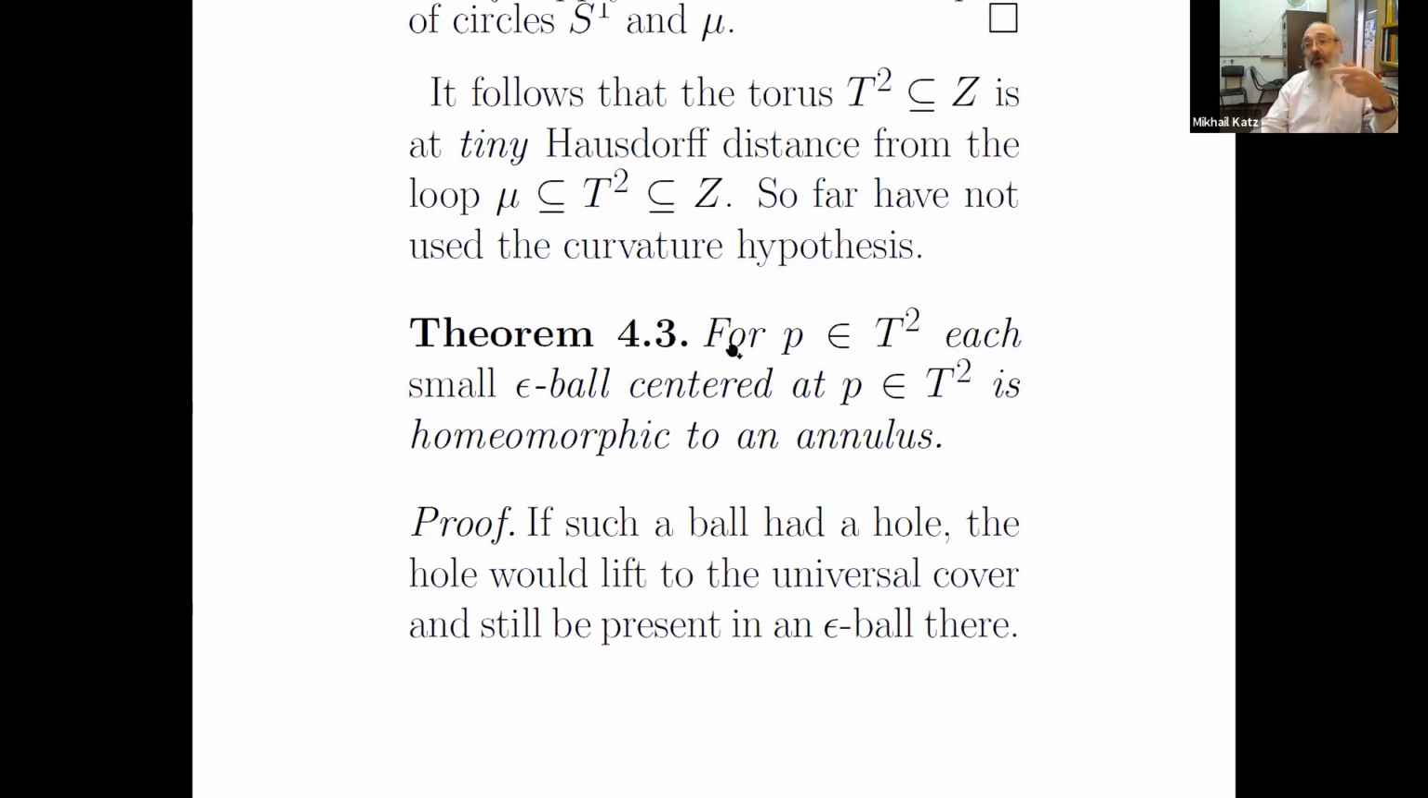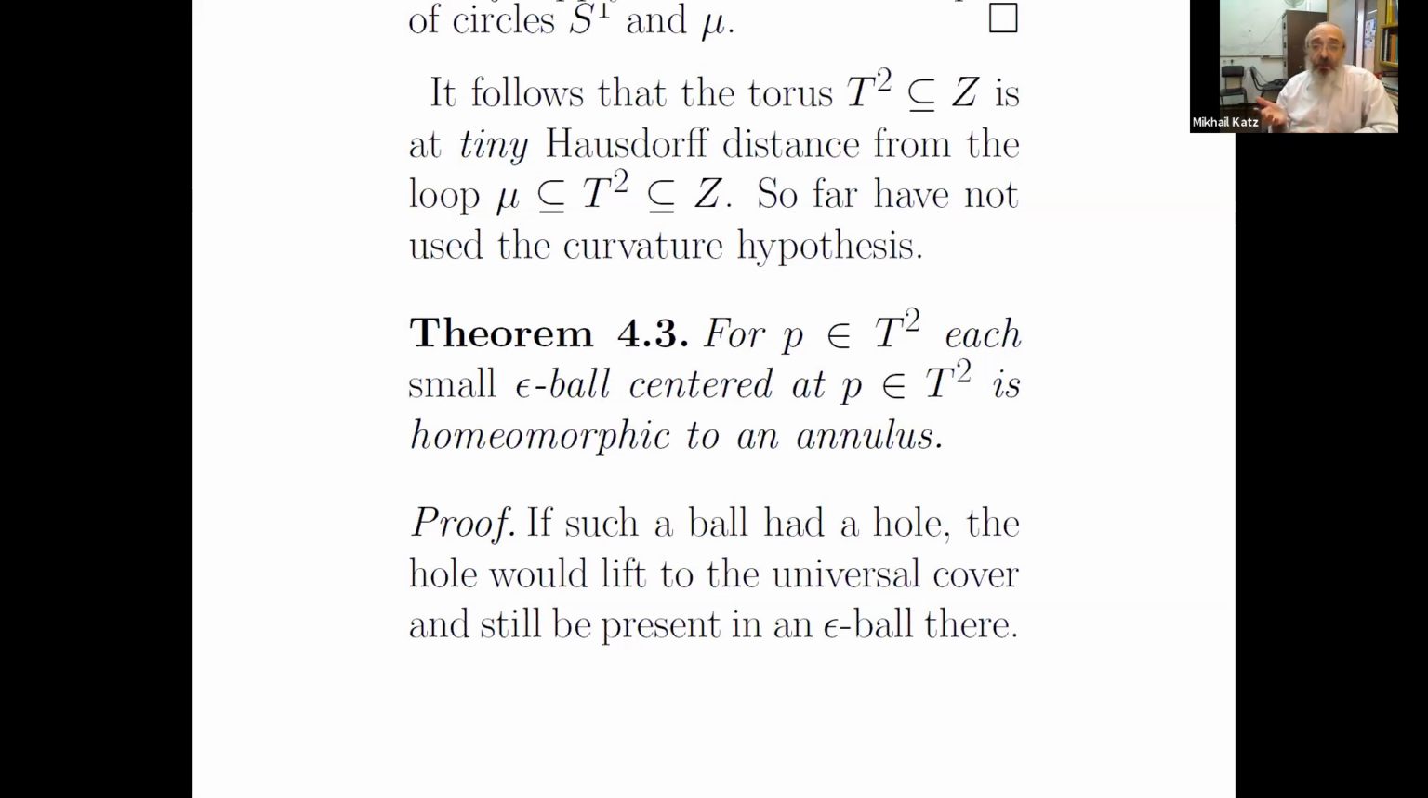So we have this notion of tiny, small, and appreciable. If you take a small ball, notice that small is emphasized here, a small epsilon ball in the torus is necessarily homeomorphic to an annulus. Of course, for the purposes of Alesker's conjecture, we don't really need it to be homeomorphic to an annulus. All we need is that it's homotopy equivalent to a circle, but that follows from it being homeomorphic to an annulus. So the proof goes like this.